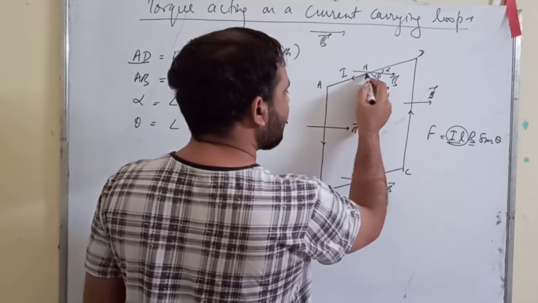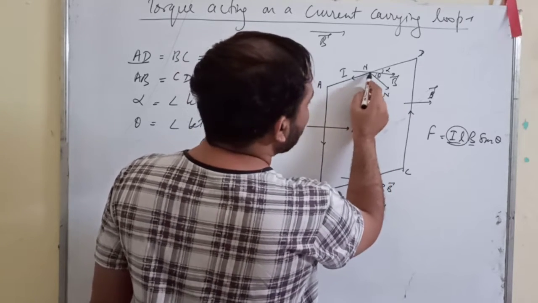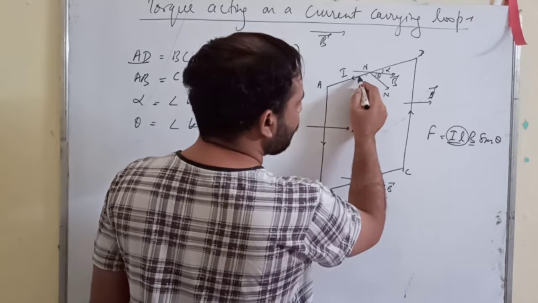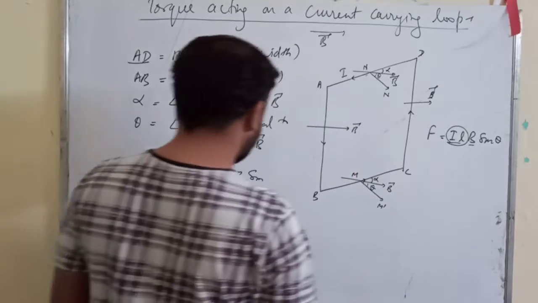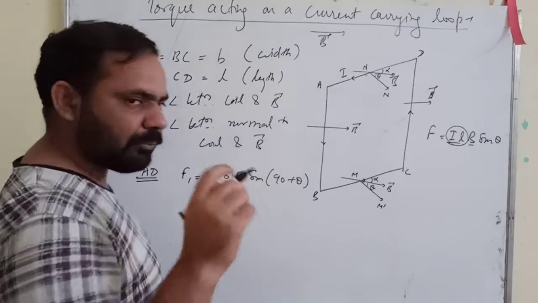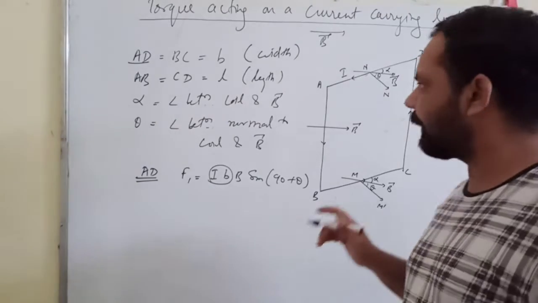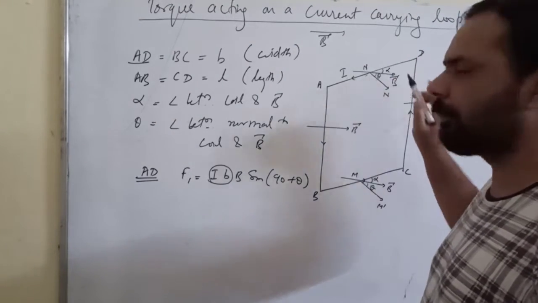So this one is IL vector, and this is B vector. So the angle between them is this total angle, and this total angle, this is 90 and this is theta. So sine of 90 plus theta. Okay. Suppose you could have said that this angle is also the angle between IL vector and B vector.